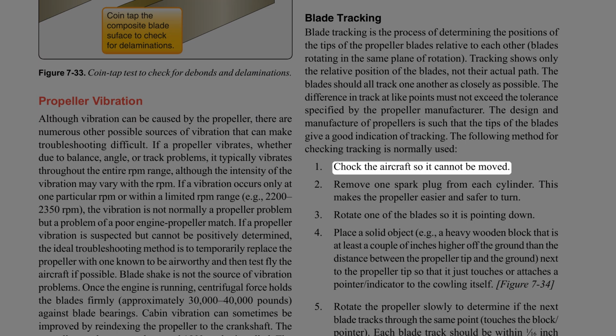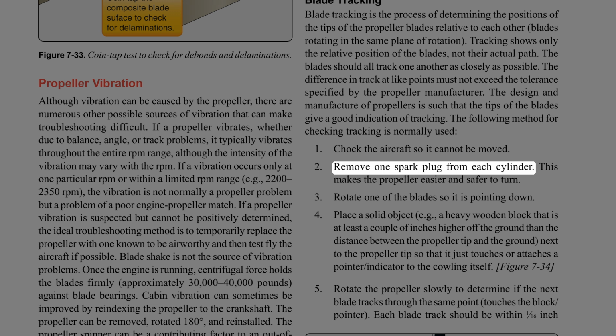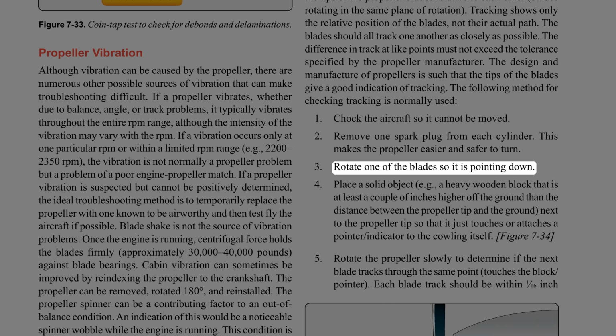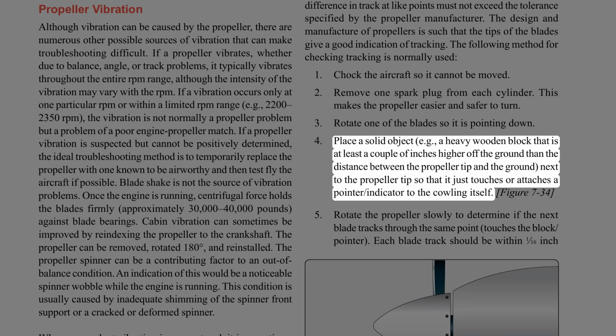Chock the aircraft so it cannot be moved. Remove one spark plug from each cylinder. This makes the propeller easier and safer to turn. Rotate one of the blades so it is pointing down. Place a solid object, e.g., a heavy wooden block that is at least a couple of inches higher off the ground than the distance between the propeller tip and the ground, next to the propeller tip so that it just touches, or attach a pointer, indicator to the cowling itself.